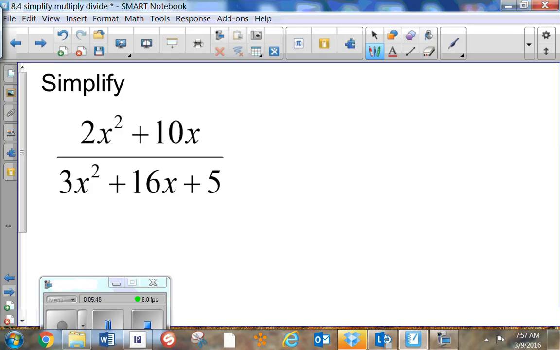All right, let's try another one. Our numerator is 2x squared plus 10x. Our denominator is 3x squared plus 16x plus 5.